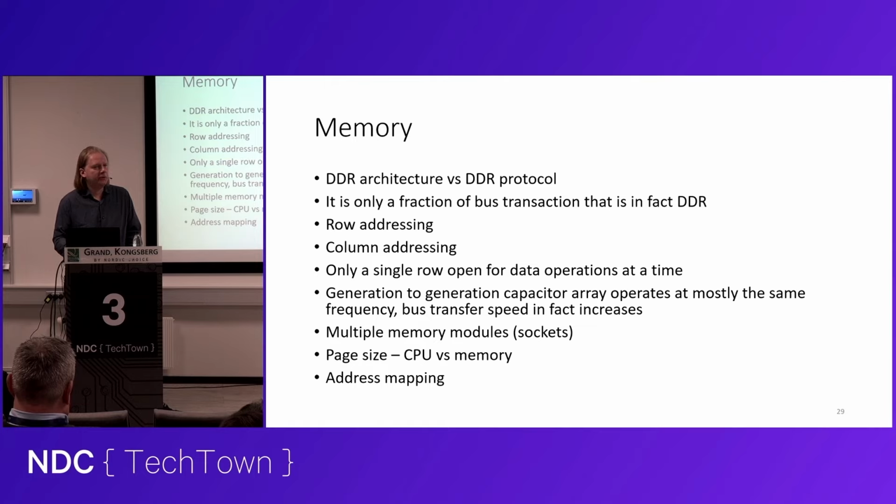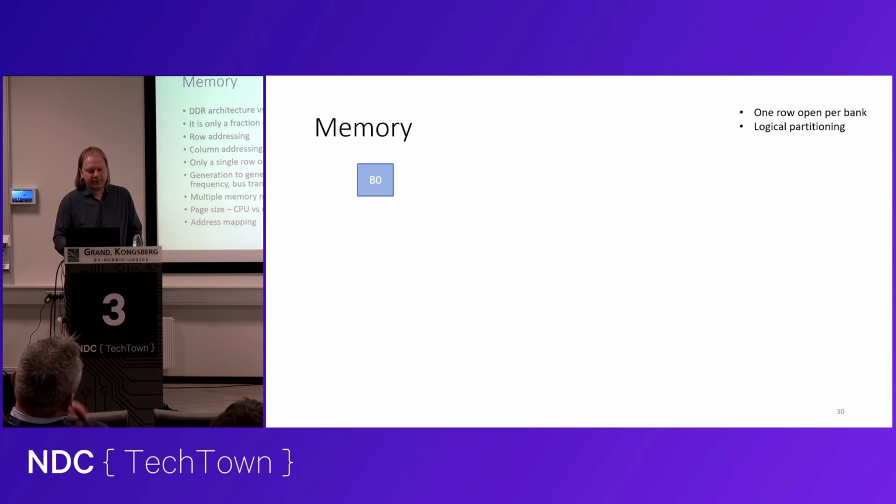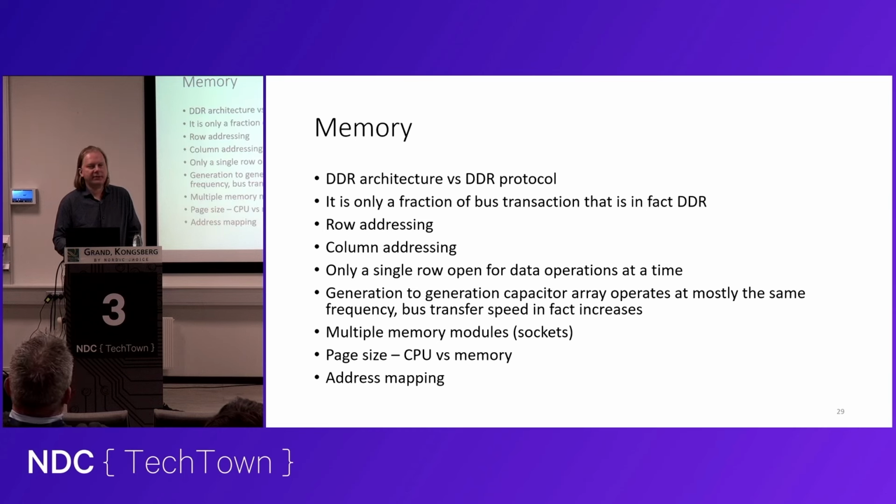Now, generation to generation, if we look at the last, say, 20 years, the frequency at which the capacitor array operates hasn't changed much, if at all. What has changed, and noticeably, is the actual interface speed into the memory. So in simple terms, that means that latency has become worse and throughput has become better. Overall, it's a question of how you balance it from a software perspective and which parameter is more important for you. Another important aspect is the addressing granularity.